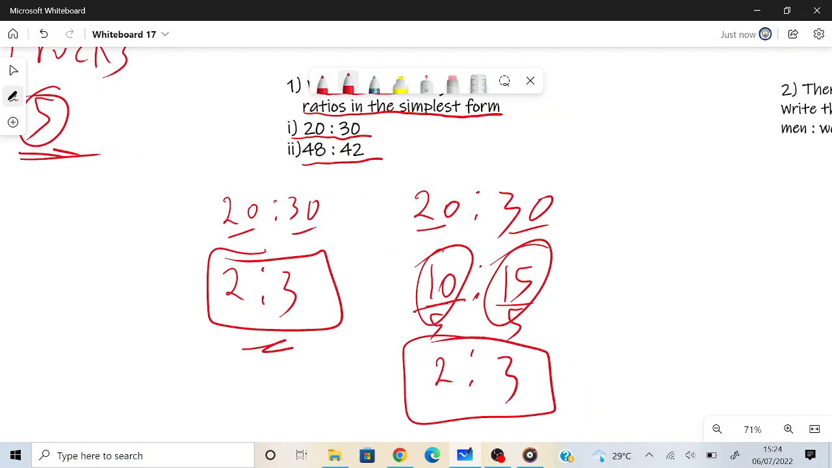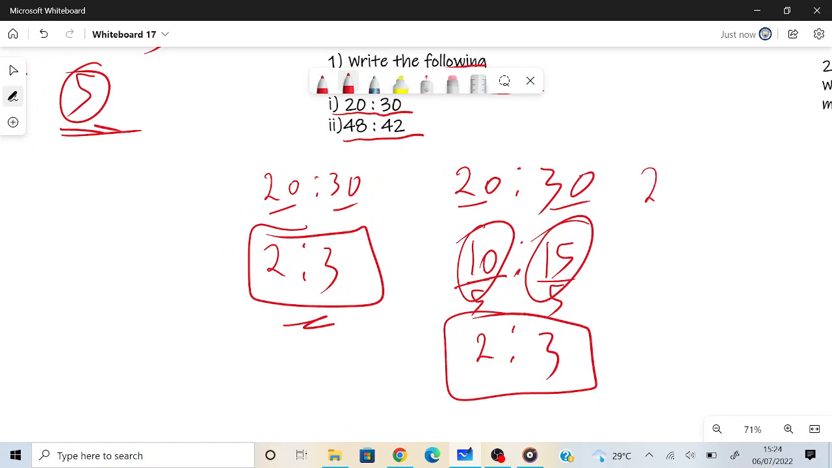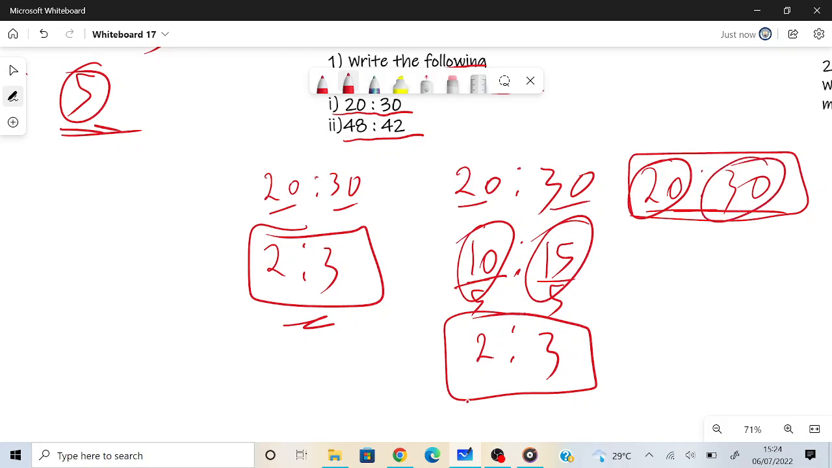Another way you could have done this is to go directly to the highest common factor from the first step. The highest common factor in this is already, as you can see, 10, because 10 times 2 gives you 20, and 10 times 3 gives you 30. So 20 divided by 10 and 30 divided by 10 would have also given you 2 to 3. So you can see there are 3 main ways you could have solved this question.